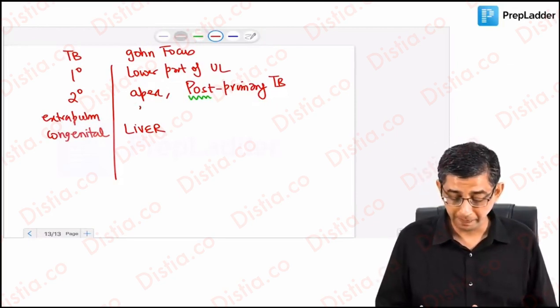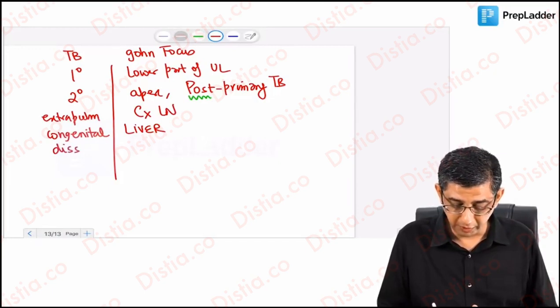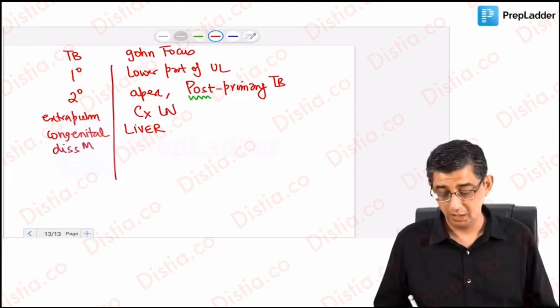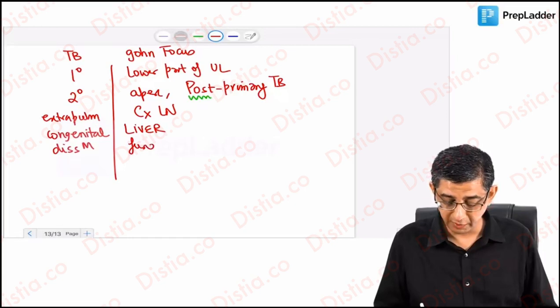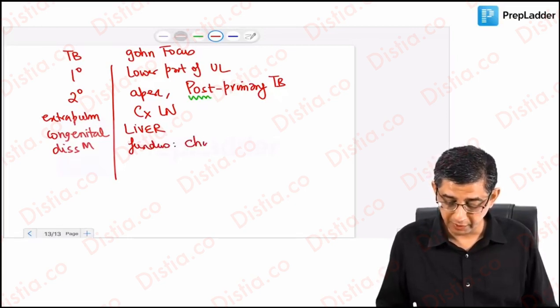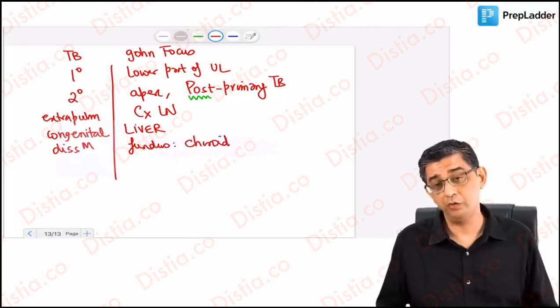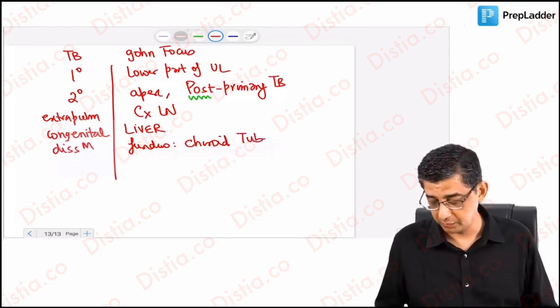Then there can be pleural involvement also. I have also highlighted that if disseminated tuberculosis is developing in a person, then one of the highlights is a fundus finding. Well, what is the name of the fundus finding? I hope everybody can remember, right? That would be choroid tubercles developing in the patient.